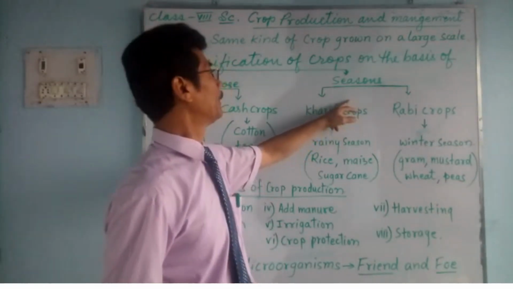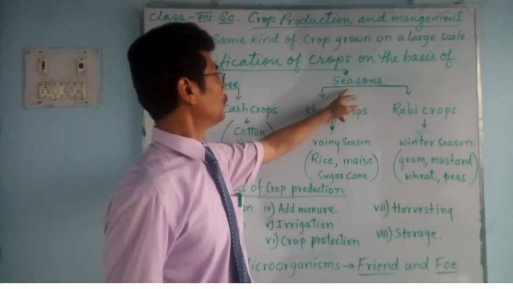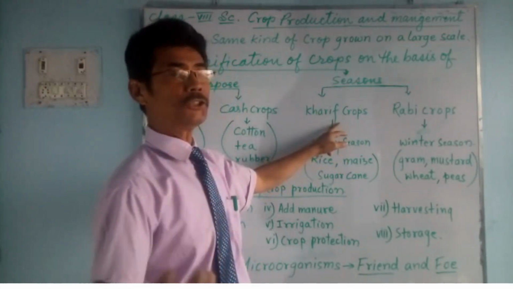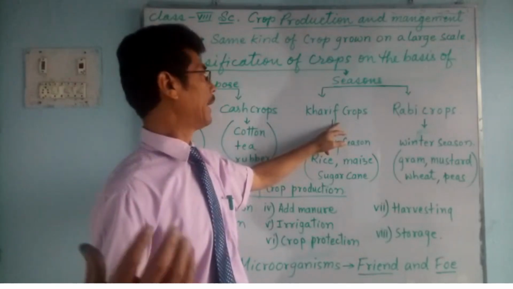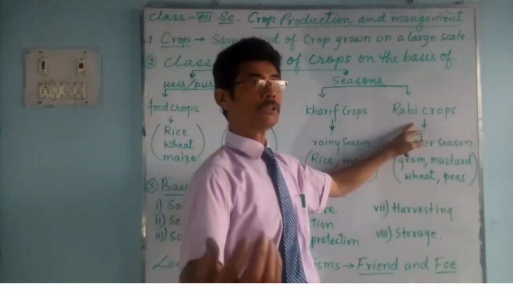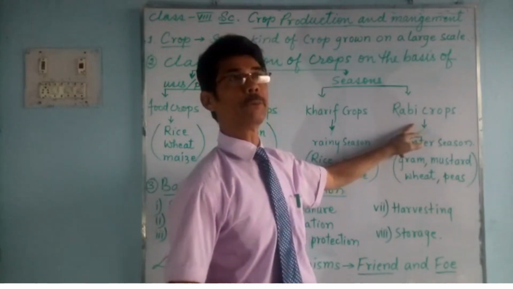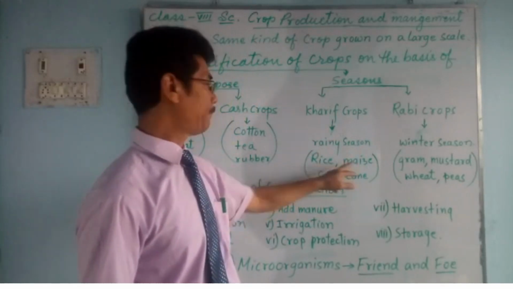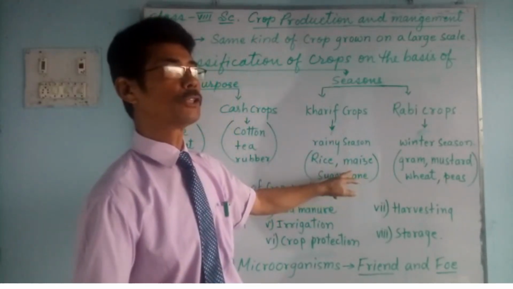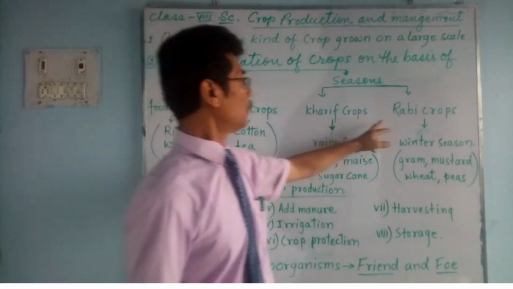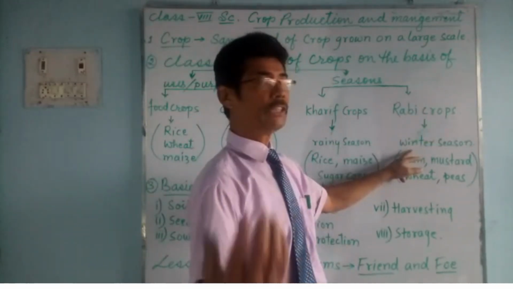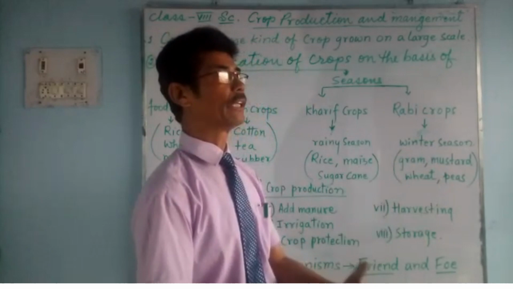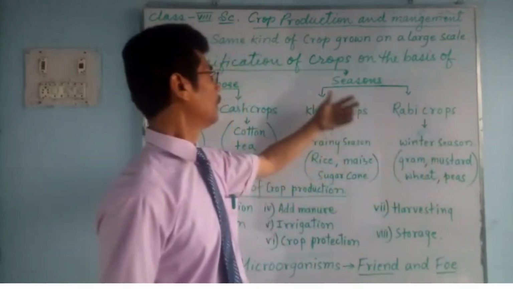According to the season, the crops can be divided into kharif crops. Kharif means the crops grown during the rainy season. They are called kharif crops. And number 2, rabi crops. They are grown during the winter season. Kharif crops, rainy season, that is rice, maize, sugarcane, etc. They are grown during the rainy season. Rabi crops are grown during the winter season, such as gram, mustard, wheat, peas, etc. They are called rabi crops.